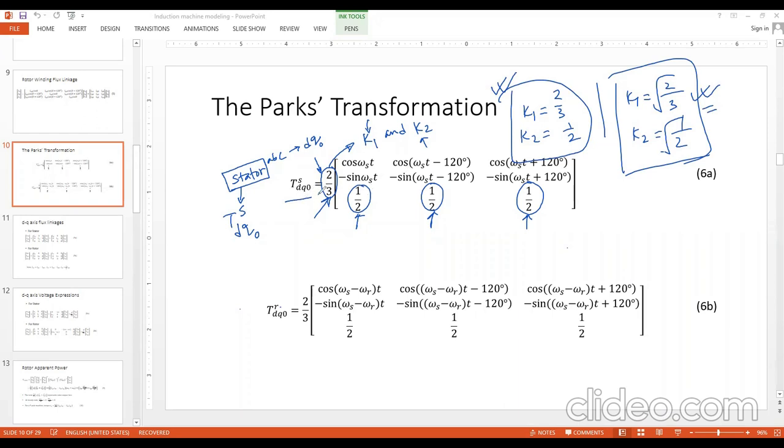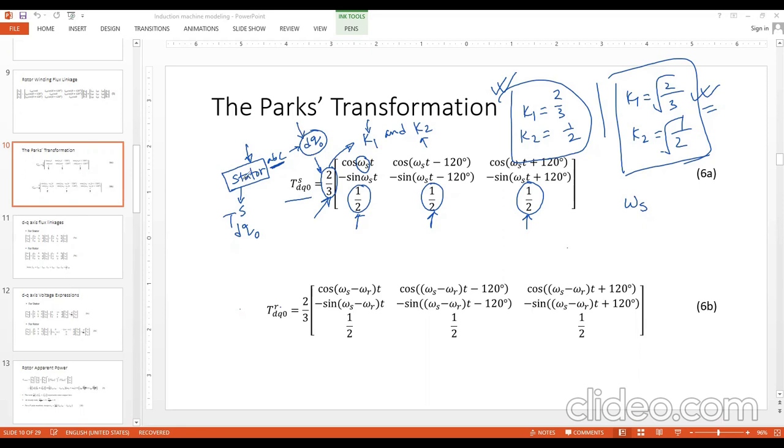So this is the same Parks transformation matrix that we used for the synchronous machine. If we look at the speed in the Parks transformation matrix, the angular speed quantity used for transforming the stator quantities ABC into the dq0 frame, we are using one speed quantity, omega s. Now let us look at the speed of these two frames closely.